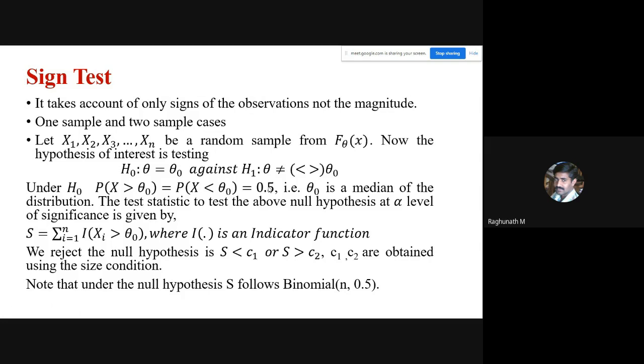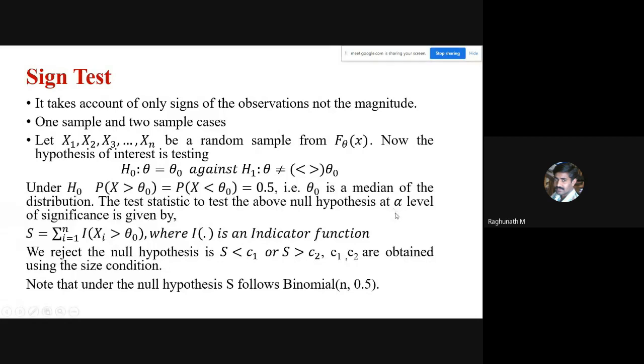Whatever the complement of it is, that will be the alternative. Here the test statistic S is just counting how many observations are more than the hypothetical value, and then we reject. This is called the rule to test this null hypothesis. We reject the null hypothesis if S is less than c1 or S is greater than c2, where c1 and c2 are obtained with the condition using alpha.